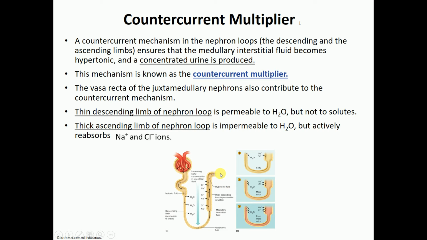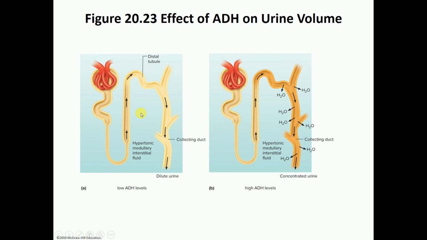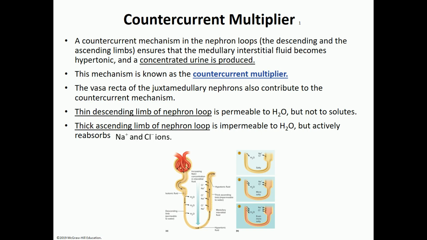That hypotonic fluid enters into the distal and collecting ducts, which again, under normal circumstances, we have low ADH levels, so we are going to make diluted urine. Only if we need to concentrate it, that's when our posterior pituitary will release ADH, opening up the aquaporins of the distal tubule and the collecting duct, allowing for the reabsorption of water, leading to the elimination of concentrated urine.